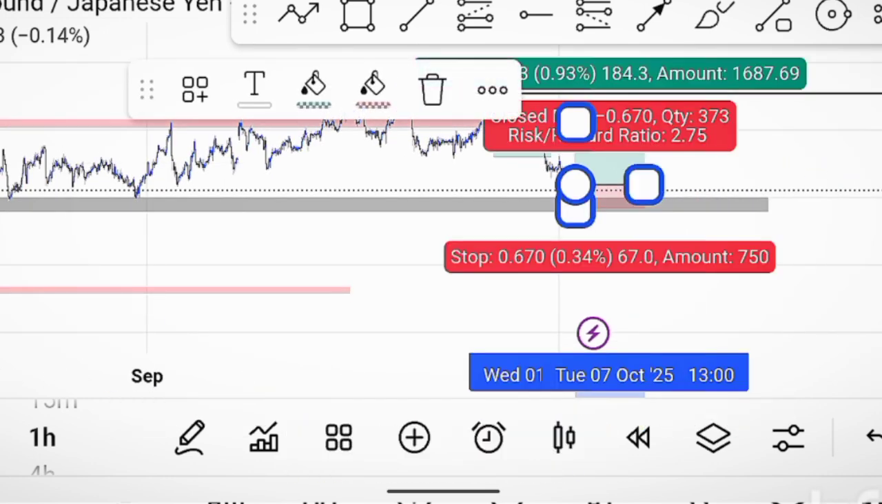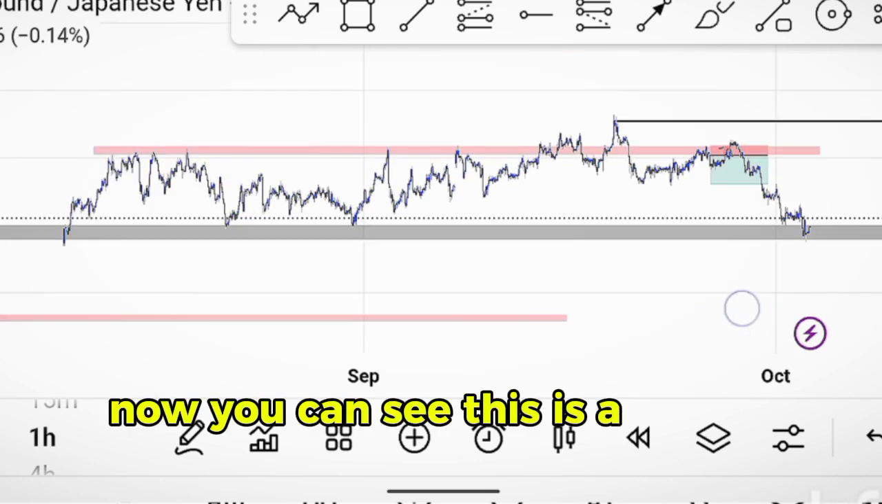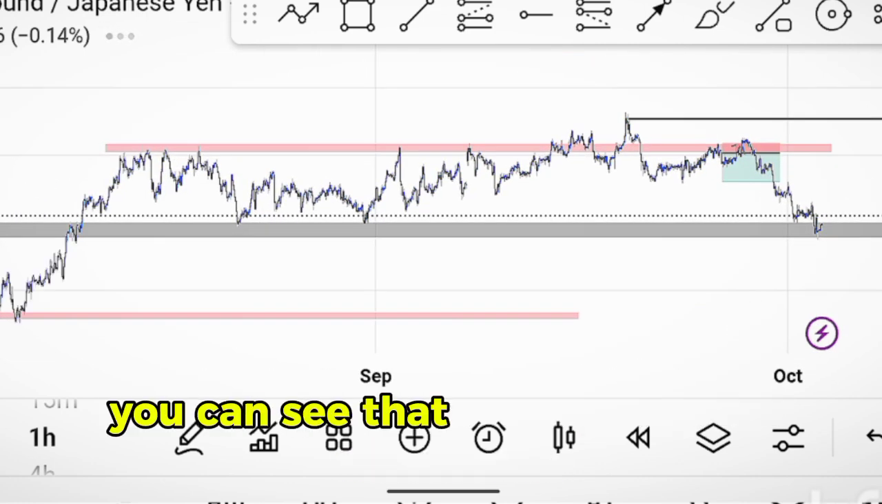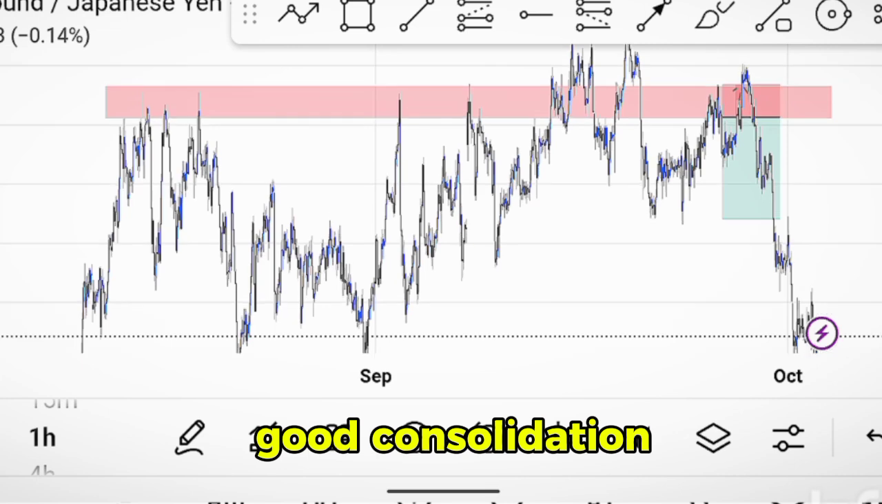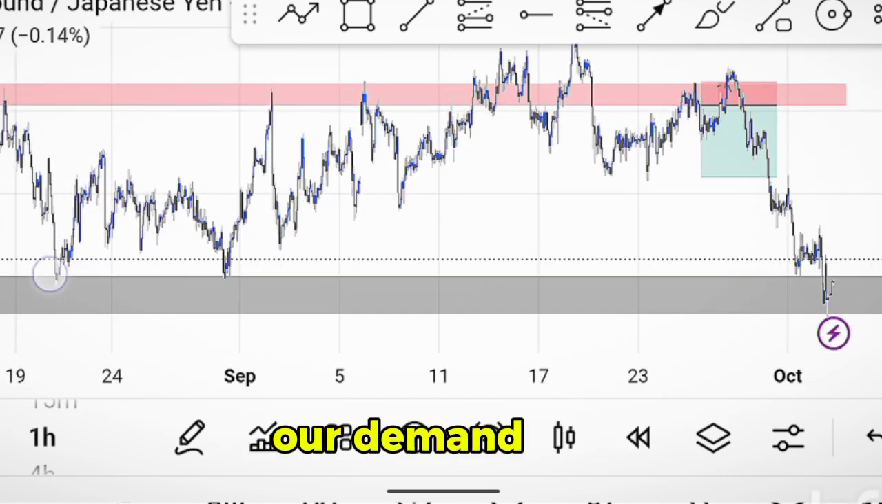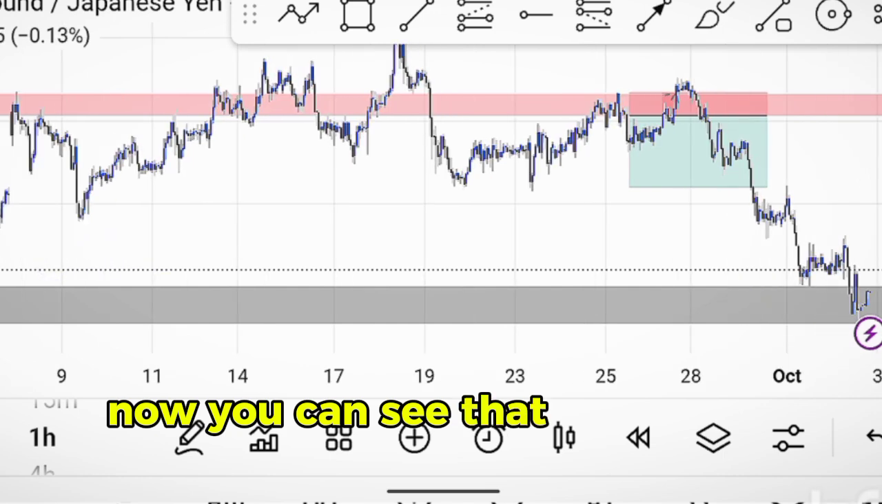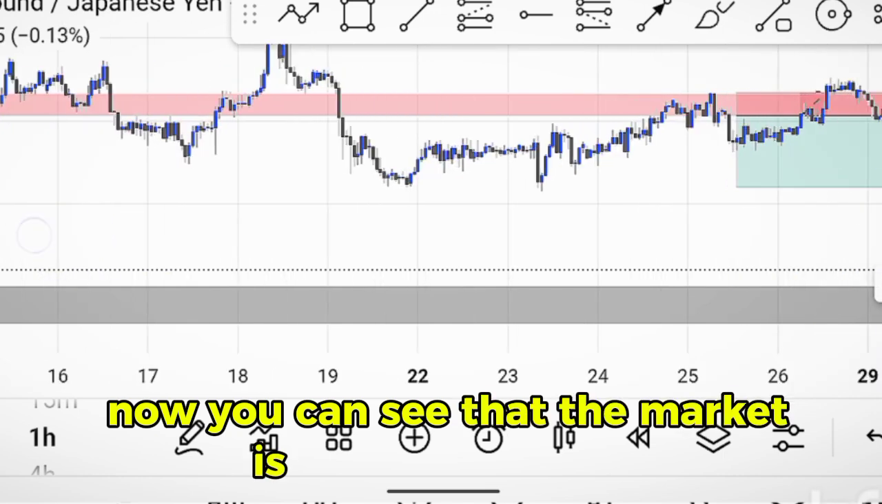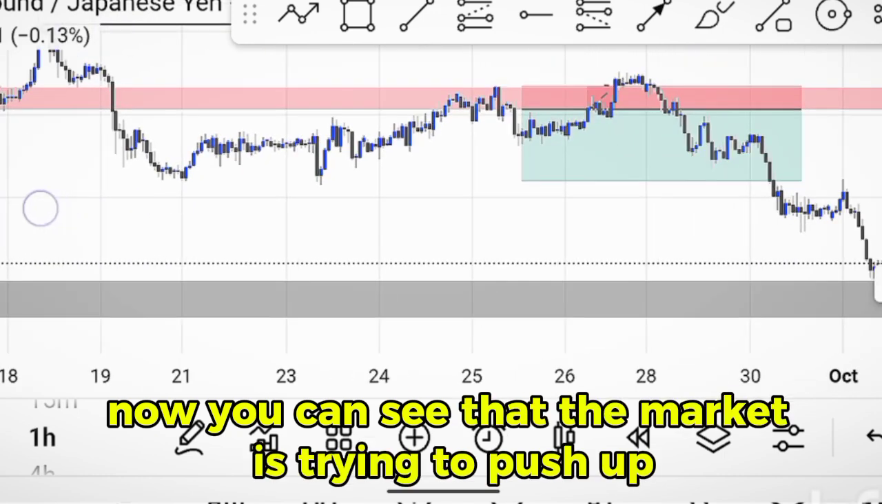Now you can see this is a smaller time frame. You can see that the market is in a good consolidation. The market is playing in between these zones. Now it has gotten to our demand zone, and you can see that the market is trying to push up.